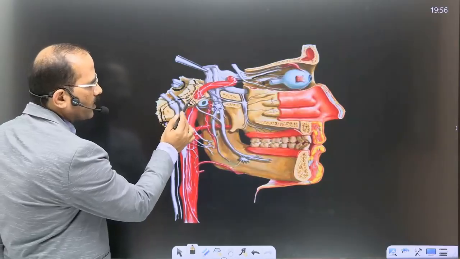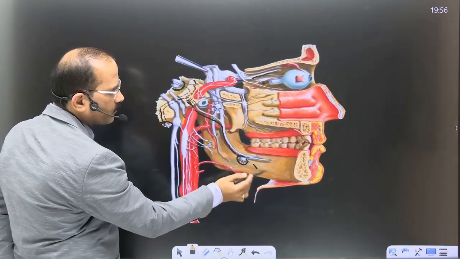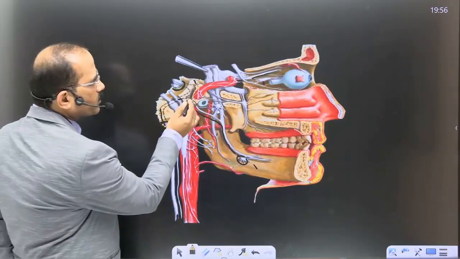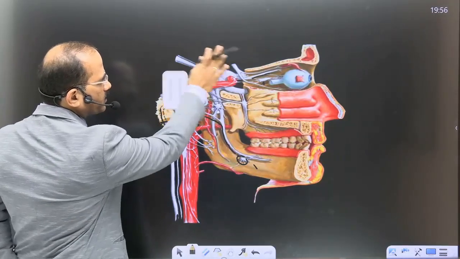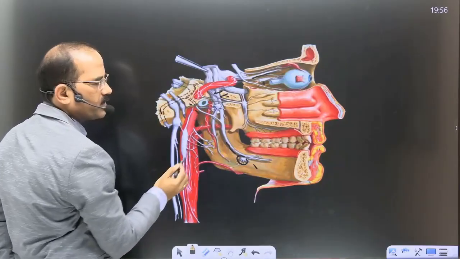What is this? The chorda tympani goes and joins with the lingual nerve, now goes in the submandibular ganglion and will supply the submandibular and the sublingual glands. The greater petrosal, you can see this dotted one, it comes from behind the artery. Look at this, that's a greater petrosal nerve.